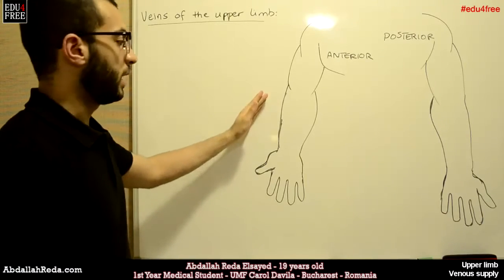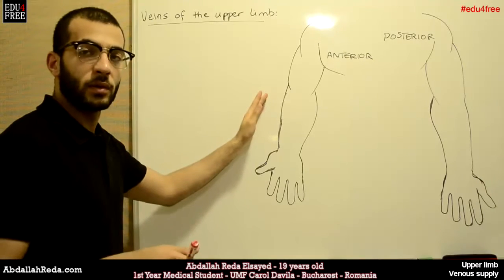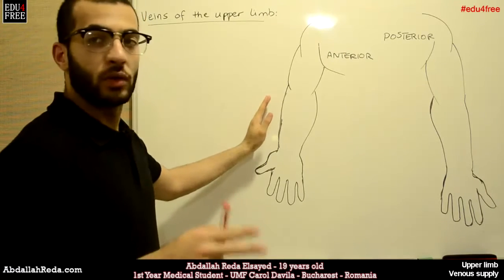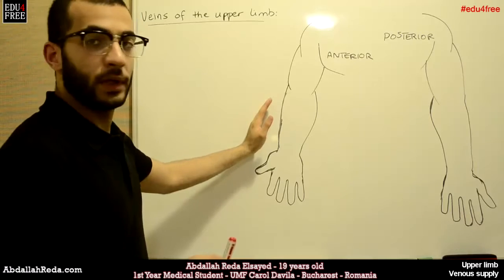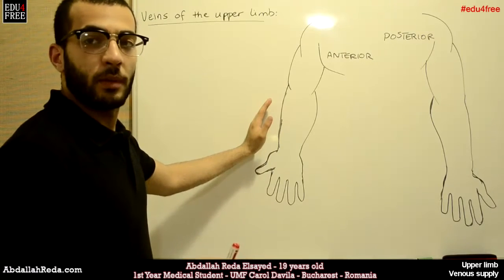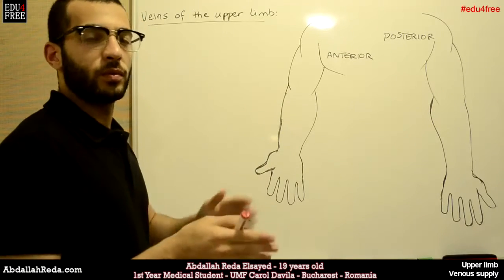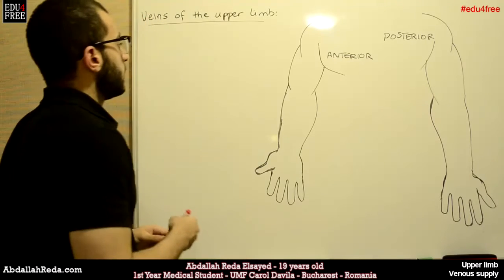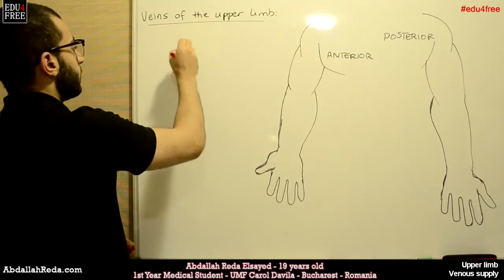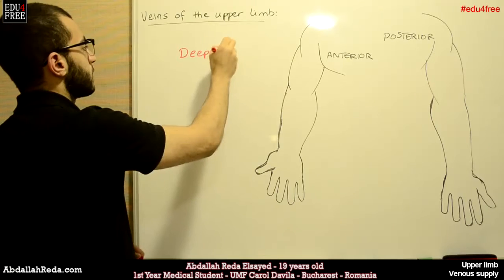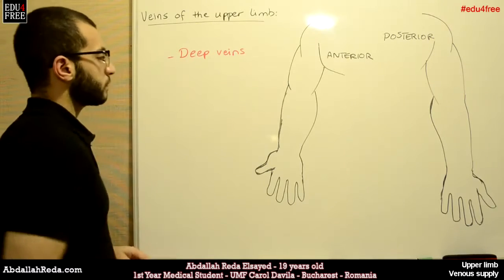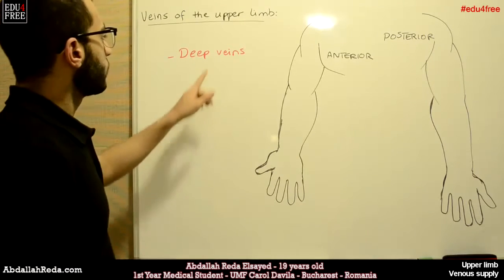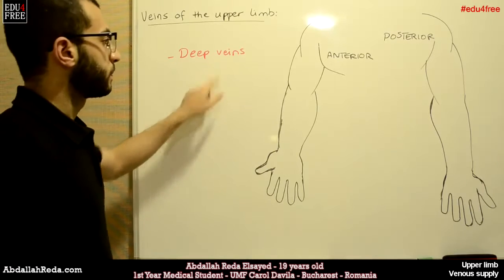that we mentioned right now. So they follow the same course, and there are usually two of them that accompany the artery. So for example, for the brachial artery, we have two brachial veins and so on. These veins are deep veins. And this group of veins is thin.